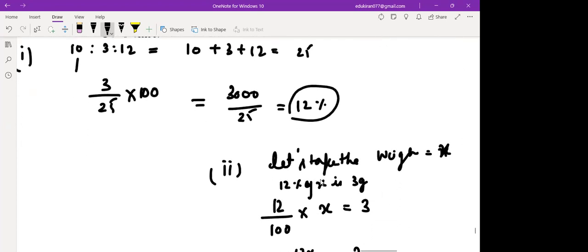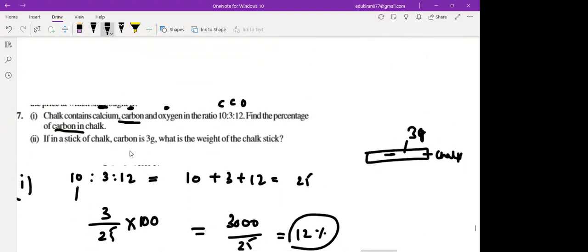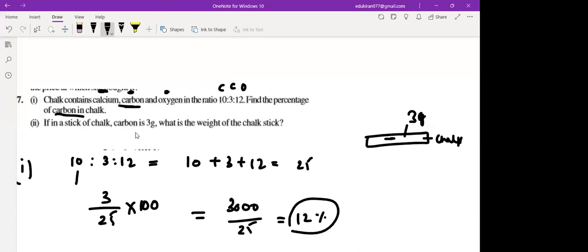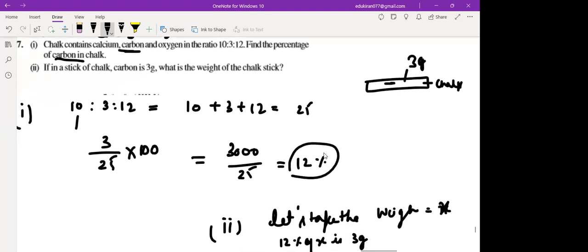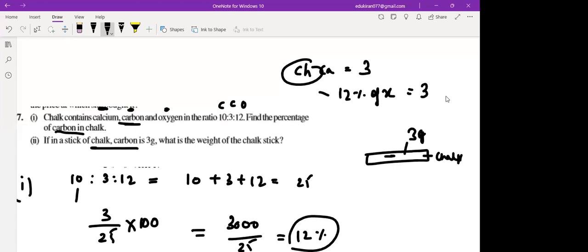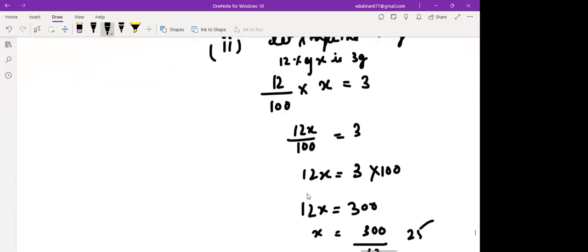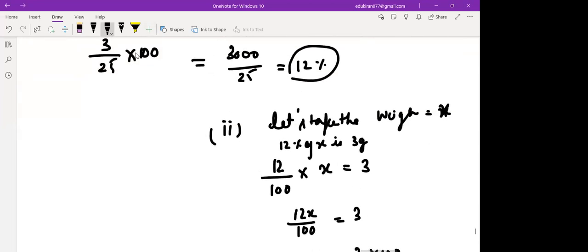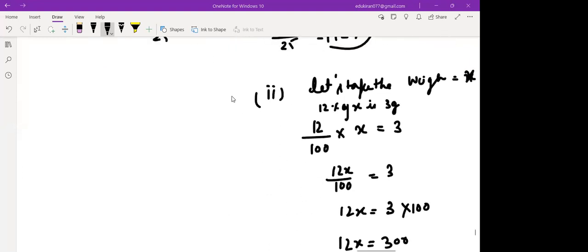Yes, ma'am. Now, 12% of this is 3 grams. Why am I writing 12? Because carbon was 12, right? Yes, carbon we found, carbon was 12. That's why you are taking 12, because in the second question they have chalk and carbon. Chalk and carbon will make 3 gram, but you don't know the chalk one, though you know the carbon. So 12% of chalk is 3 gram. Clear? So from here, X is your chalk, and then you will find it like this. Did you get it now, Aisha? Okay, so quickly note it up because we are in the middle.